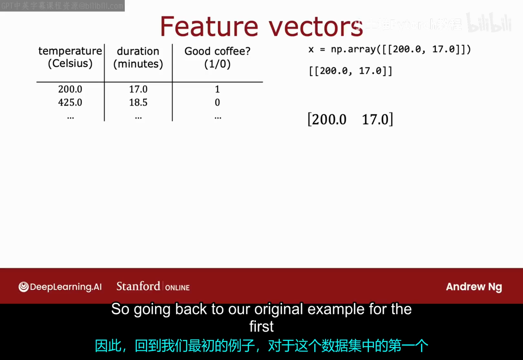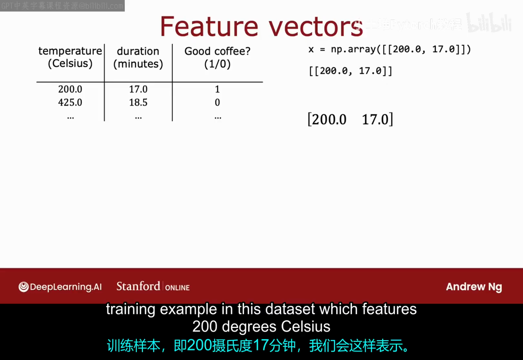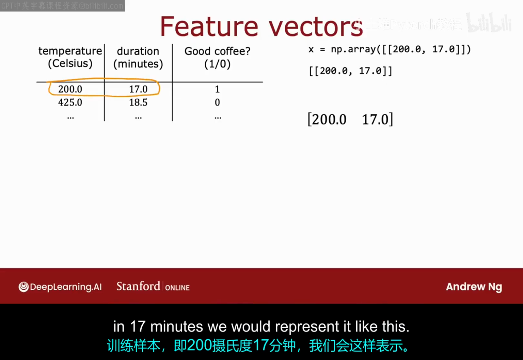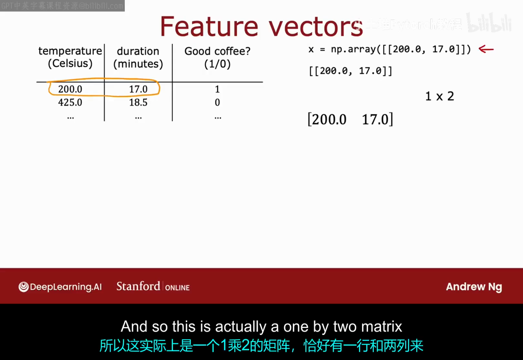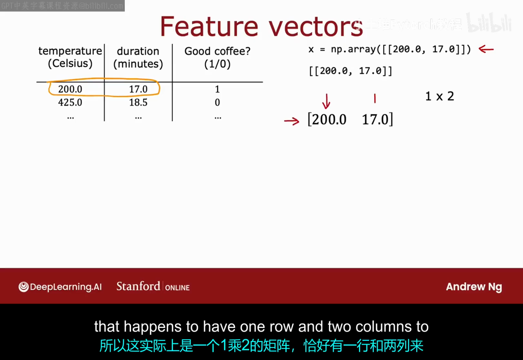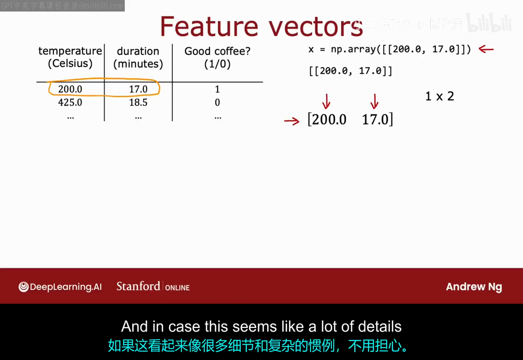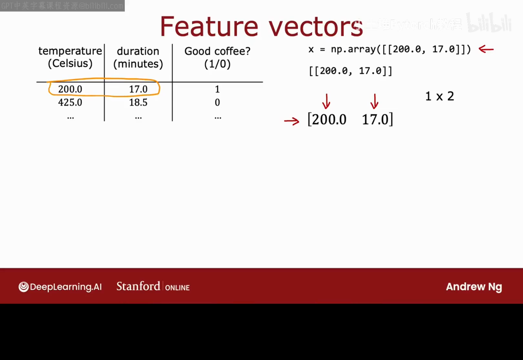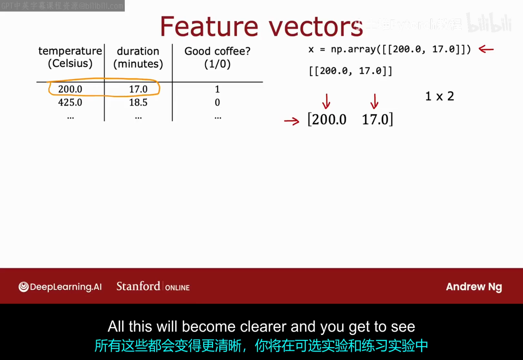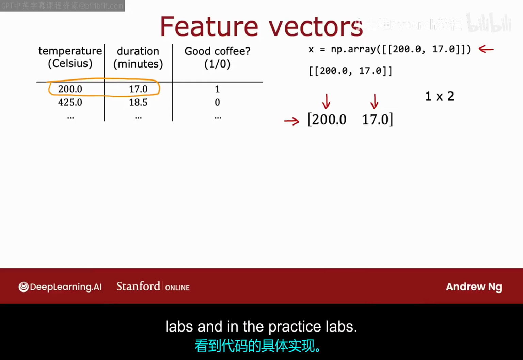So going back to our original example, for the first training example in this dataset with features 200 degrees Celsius and 17 minutes, we would represent it like this. And so this is actually a 1 by 2 matrix that happens to have 1 row and 2 columns to store the numbers 200 and 17. And in case this seems like a lot of details and really complicated conventions, don't worry about it. All this will become clearer and you get to see the concrete implementations of the code yourself in the optional labs and in the practice labs.